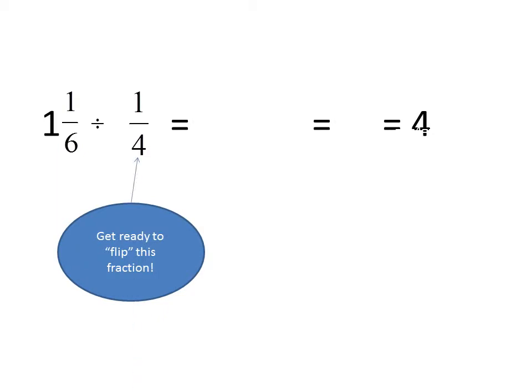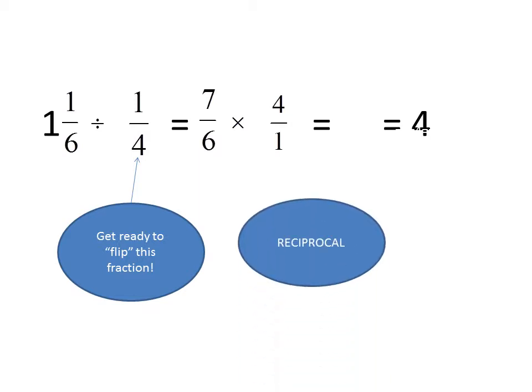First, we take the 1 1/6 and we make it into an improper fraction. 6 times 1 is 6, plus 1 is 7. So our improper fraction is 7/6. Then we take the division problem and make it into a multiplication problem. If we change our problem from division to multiplication, then we have to take the 1/4 and flip it, and it becomes 4/1. That's called the reciprocal.